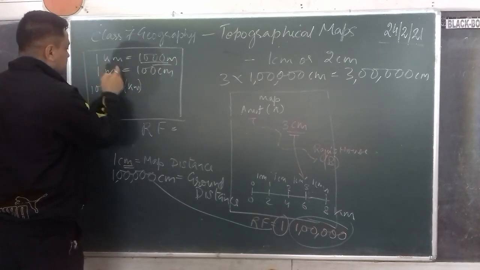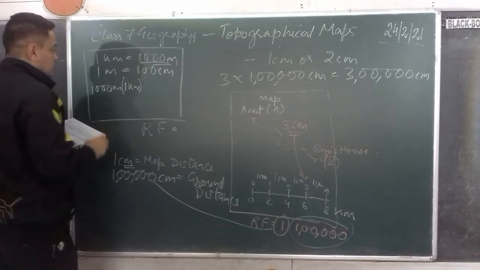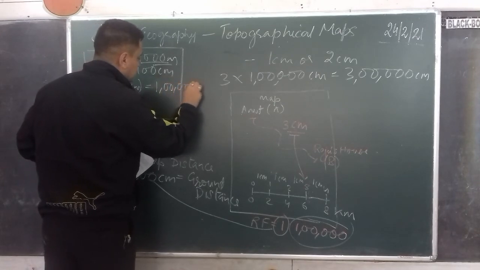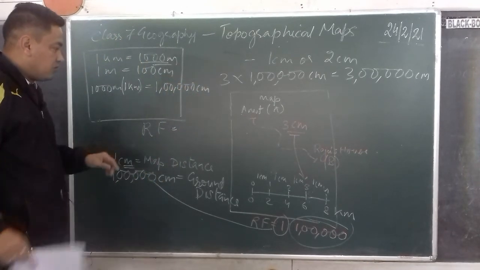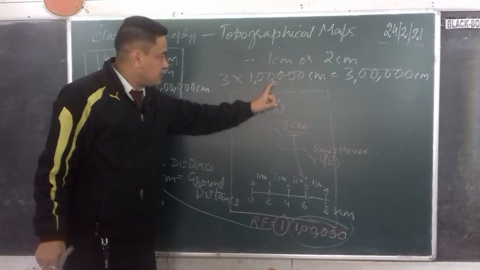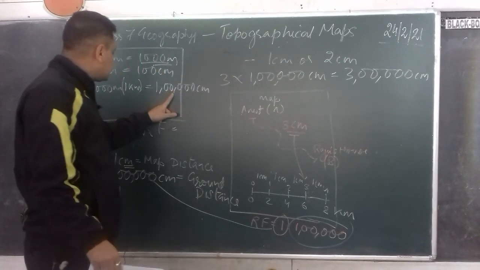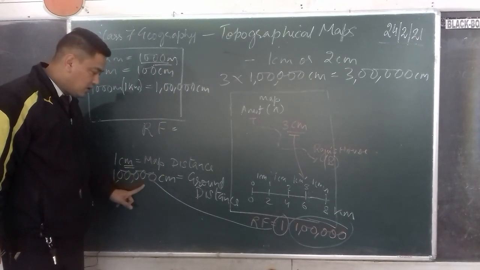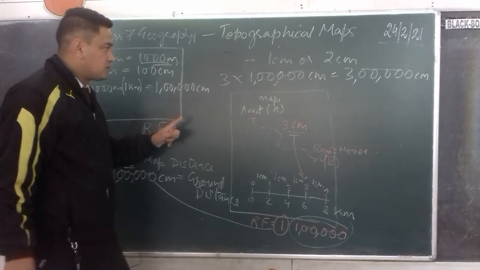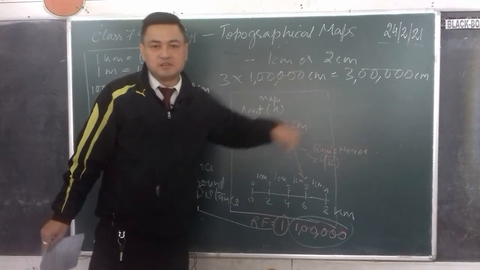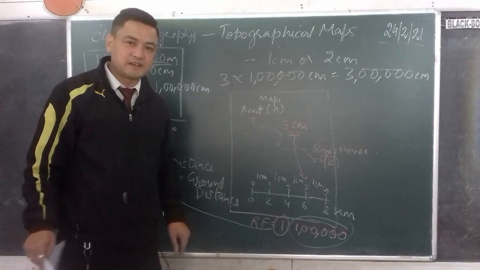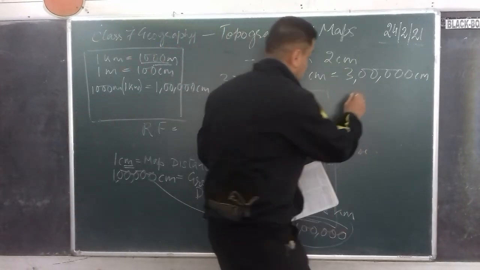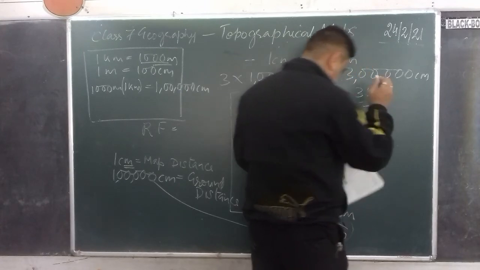You can see 1 kilometer is here. So how much is 1 kilometer? It is basically 1 lakh centimeter. If 1 lakh centimeter is 1 kilometer, so here is map distance, 1 lakh centimeter is written here. 1 lakh centimeter is 1 kilometer. So how much is 3 lakh centimeter? It is 3 kilometers. Are you getting my point?